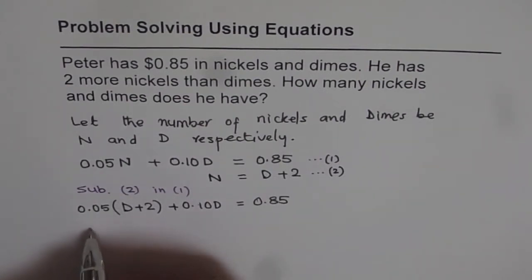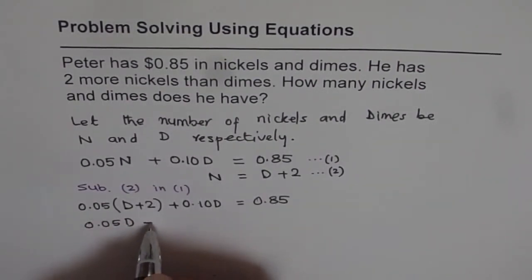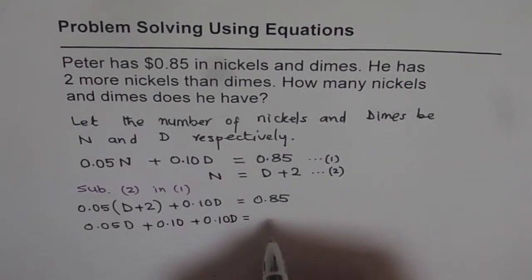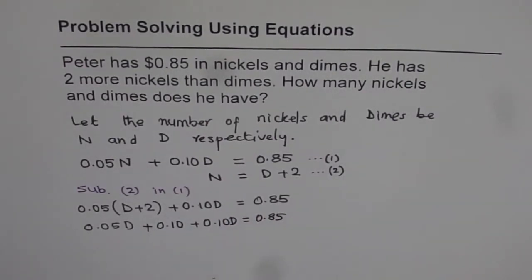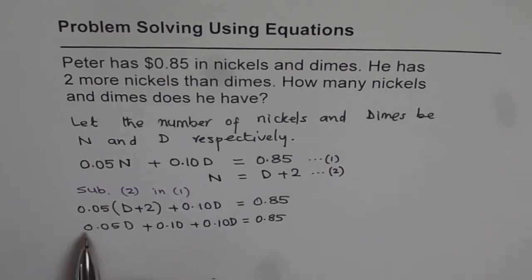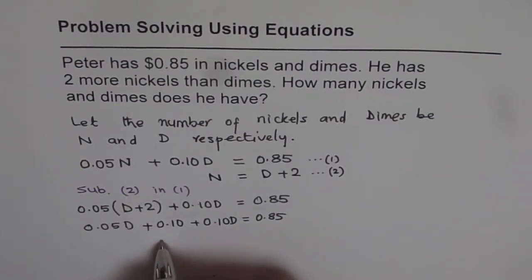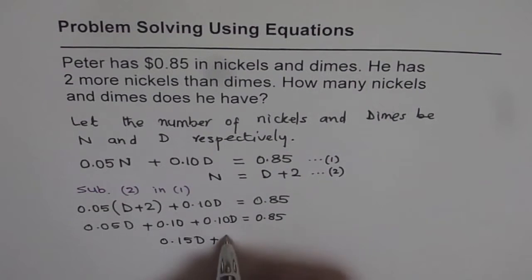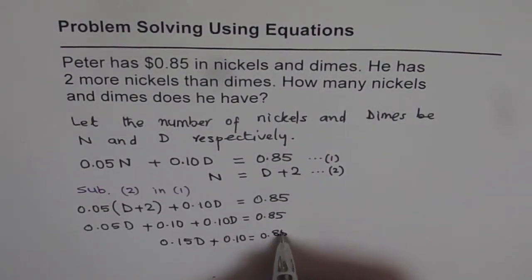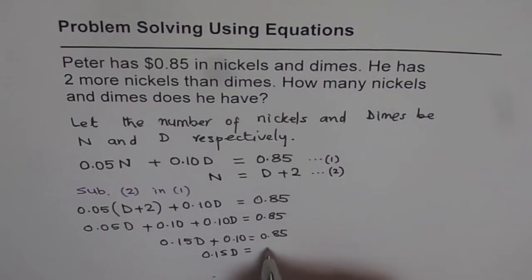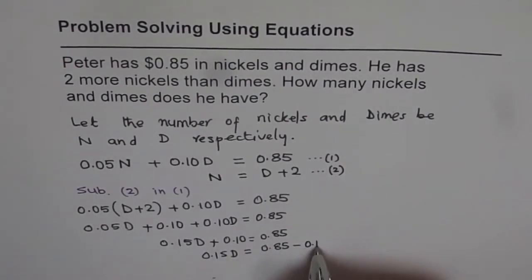So let's combine those d's. We get 0.05d, open the bracket, 2 times 0.05 is 0.10, plus 0.10d equals 0.85. I'm purposely working in 2 decimal places. Whenever you have currency involved, work in 2 decimal places. Now 0.05 and 0.10 is how much? It is not 0.06, it is 0.15. So it is 0.15d plus 0.10 equals 0.85. Now from here we can solve for d as 0.15d equals 0.85 take away 0.10.